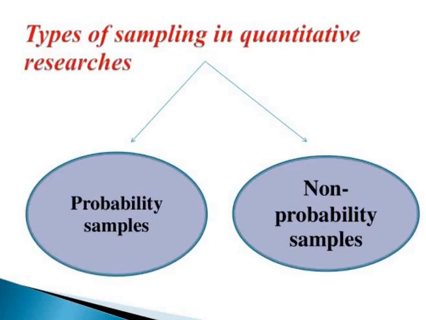We have mainly two types of sampling techniques in quantitative research: probability sampling and non-probability sampling. What do you mean by quantitative research? Do you have any idea? Quantitative research means research work that can be quantified, where we take numbers as the main concern. So we have probability sampling and non-probability sampling, and under these we also have different types of samples.